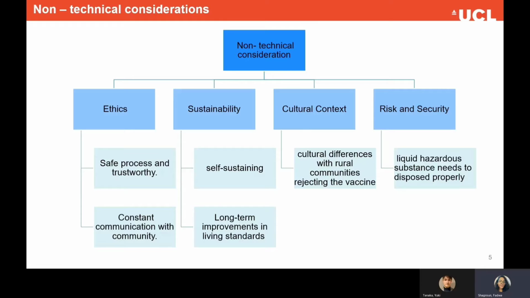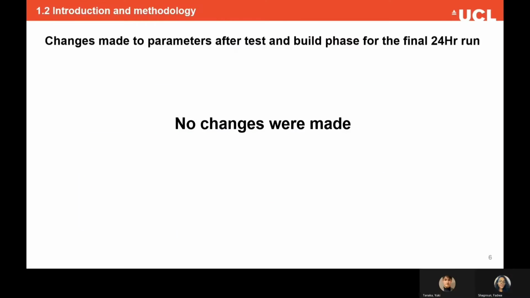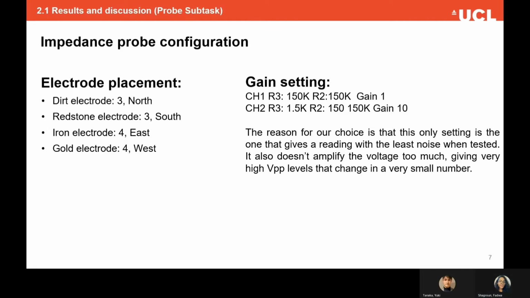For sustainability, the distribution of net gain should be centered around self-sustaining and long-term improvement in living standards of the population. For cultural context, we've researched the issues that can arise due to cultural differences and suggested ways to mitigate them. Risk and security. The way to mitigate environmental risk is by disposing liquid hazardous waste in an underground injection well. We haven't changed any parameters after the test and build phase.